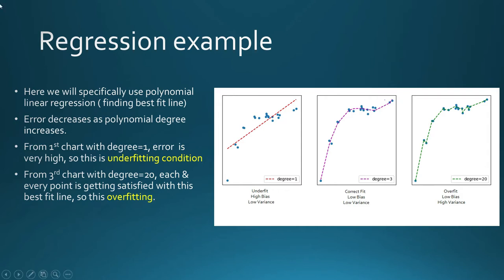You can see in this example, suppose I am doing a linear regression. These are my data points and I want to fit this line. This line is a straight line of degree one. Sorry, when it is degree one, then it's linear. But in this case, it's degree 3 and degree 20, so these are polynomial regression.